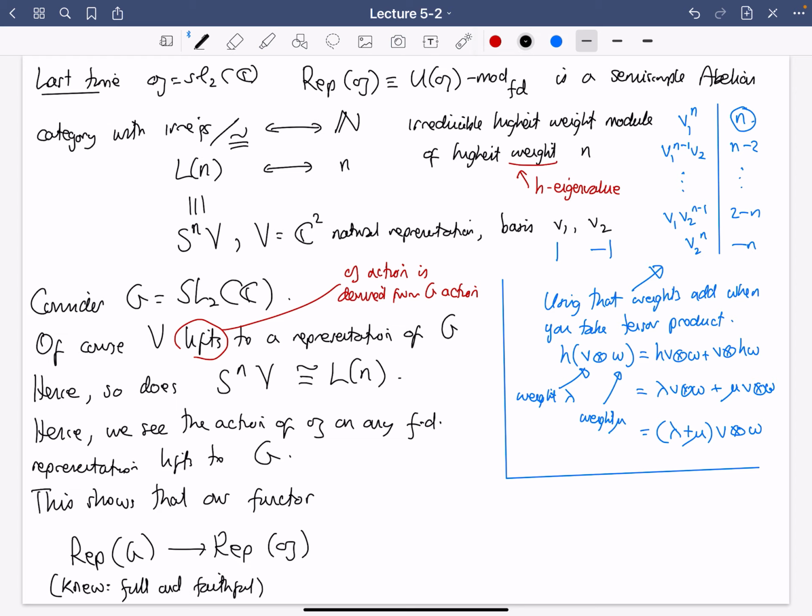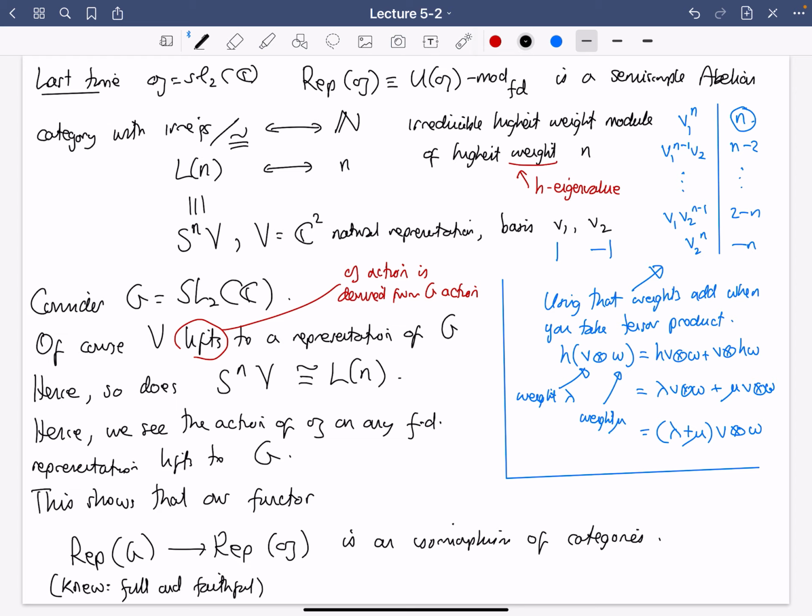So this shows that this functor is actually dense. Every finite dimensional representation of the Lie algebra does come from a representation of the group. So this is an equivalence of categories. Actually, it shows even more than that. It shows that this is an isomorphism of categories. The action of the Lie algebra lifts to the group. So this functor is actually an isomorphism of categories. So you can simply identify representations of the group with finite dimensional representations of the Lie algebra SL2.